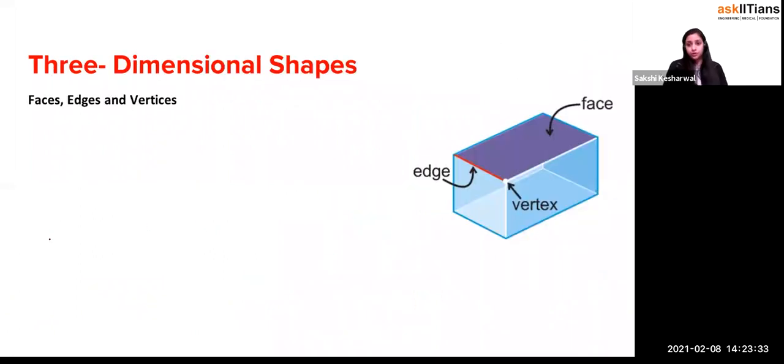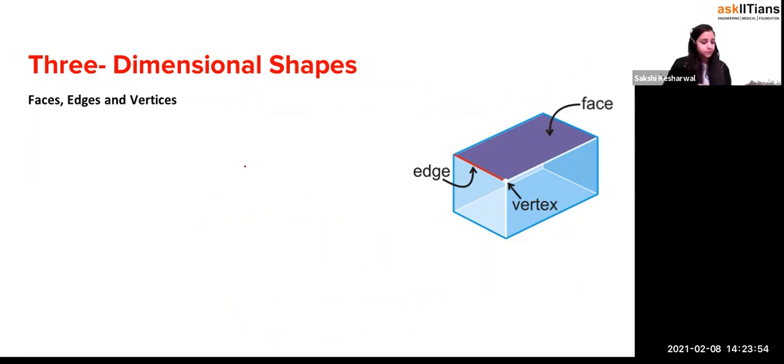Now, coming to the three-dimensional figure. Three-dimensional figure means what? Till now we have done the figures which have only length and breadth, like on a sheet of paper. Everything we have drawn on a sheet of paper, on a plane surface. Now, what happens when you start giving the height? That is known as a three-dimensional figure.